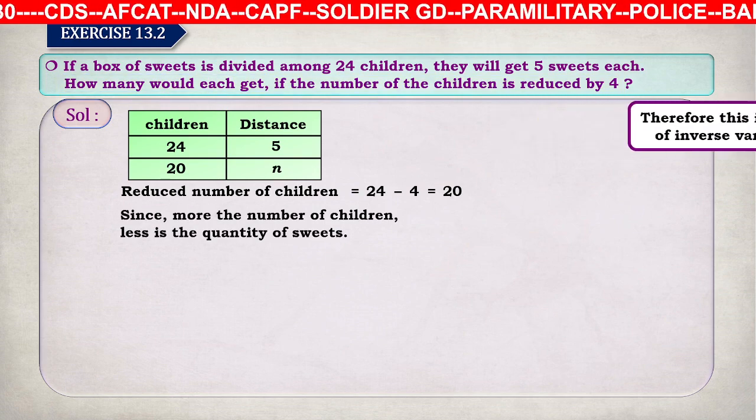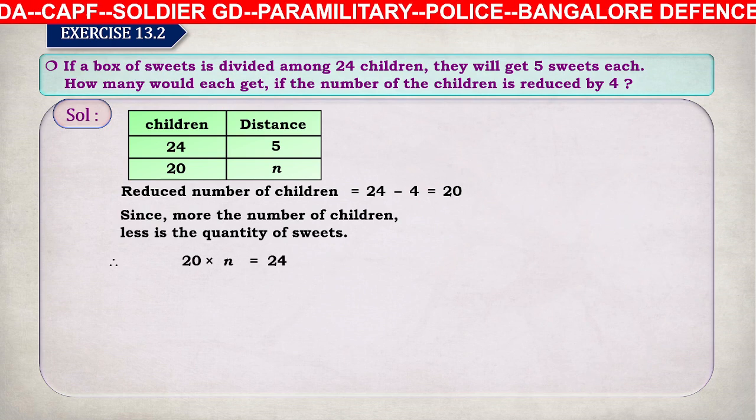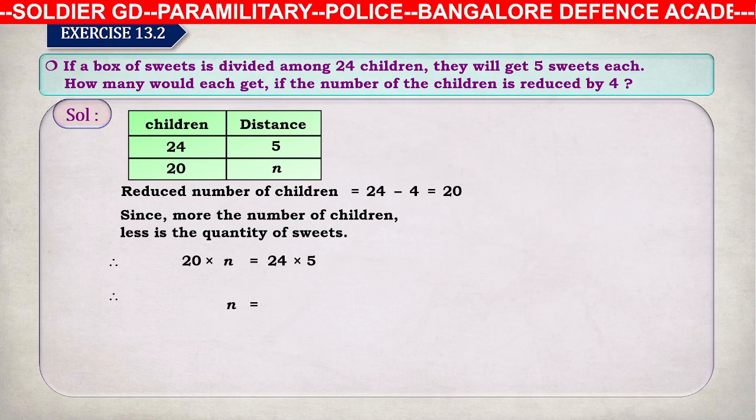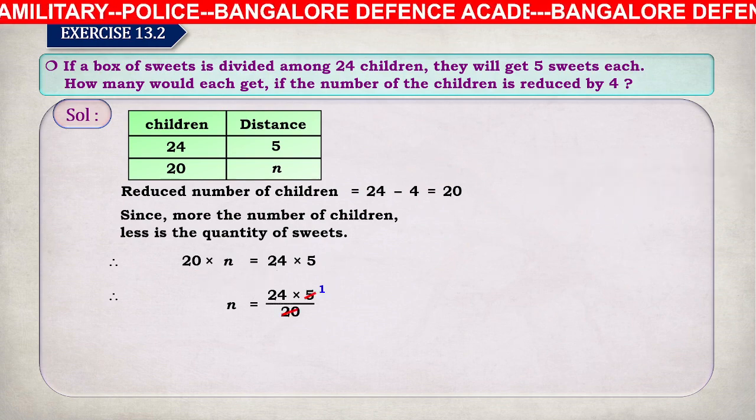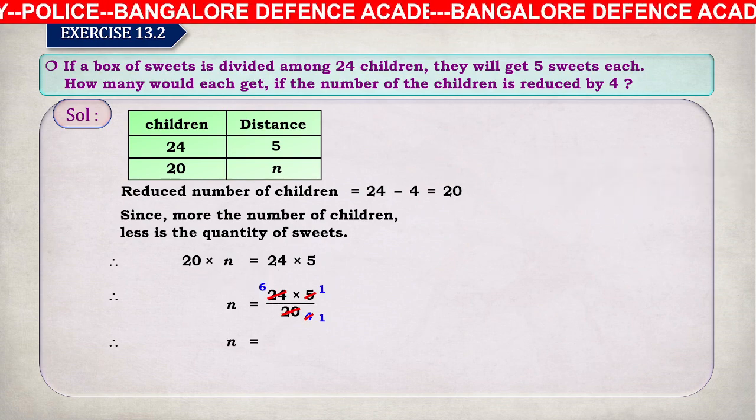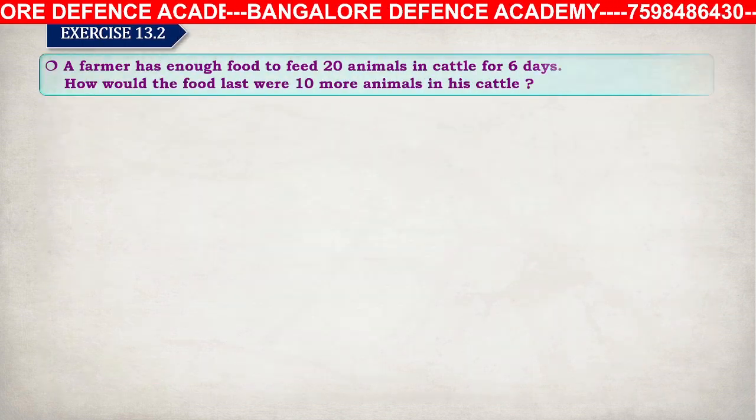So here I have to take the product. It's simple now, inverse variation. So 20 into n is equal to 24 into 5. So when you divide this, 24 into 5 divided by 20, you get the answer as 6. So each student will now get 6 sweets. This is the answer. I hope it's easy and you understood.